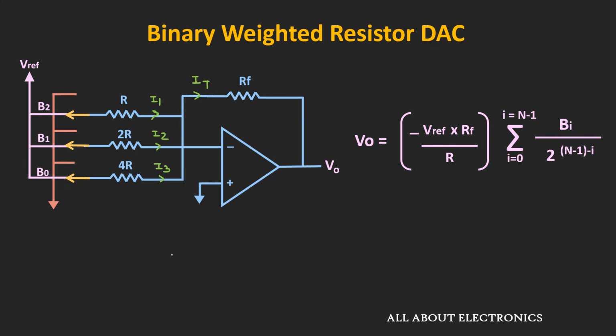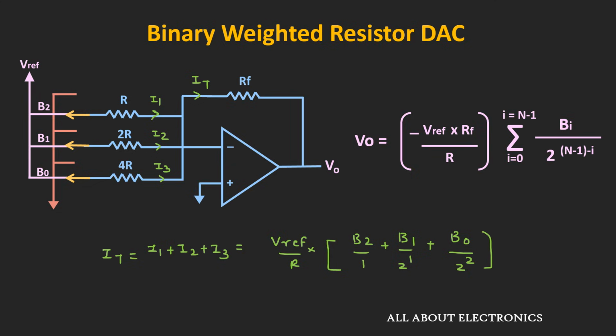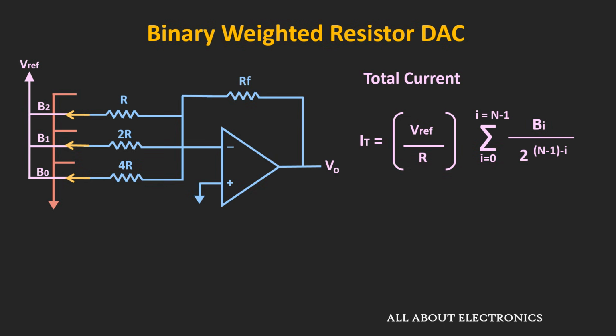Now here, if we assume that I1, I2 and I3 are the currents which are flowing through all these resistors, then the total current IT will be equal to the summation of all these currents. That is equal to I1 plus I2 plus I3. Or we can say that it is equal to V reference divided by R multiplied by B2 divided by 1 plus B1 divided by 2 to the power 1 plus B0 divided by 2 to the power 2. Or in general, the total current I can be expressed by this expression.